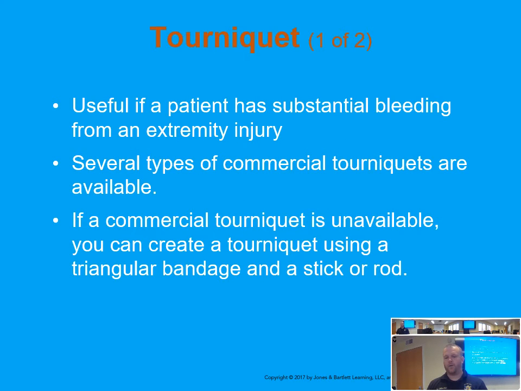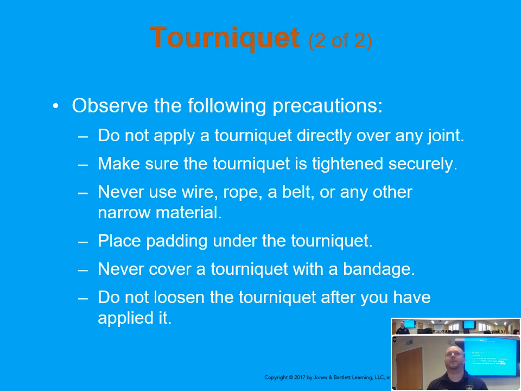Obviously, follow your protocols. Tourniquets are useful if the patient has substantial bleeding from an extremity injury that cannot be controlled by direct pressure and pressure bandages. Several types are available. The CAT tourniquet is the most commonly used. If a commercial tourniquet is unavailable, you can create a tourniquet using a triangular bandage and a stick or a rod. It is, however, not recommended. You should use commercial tourniquets if at all possible.